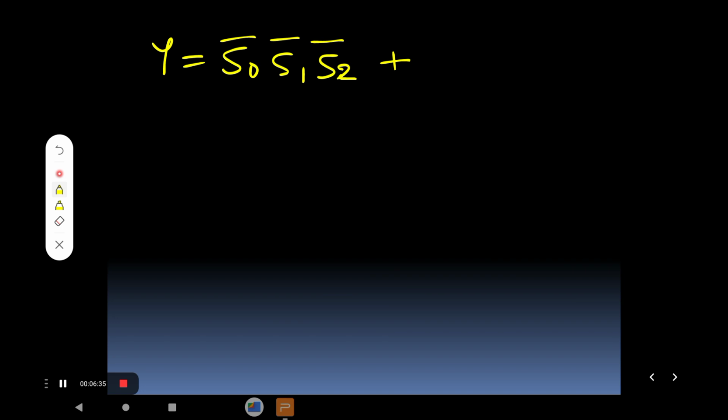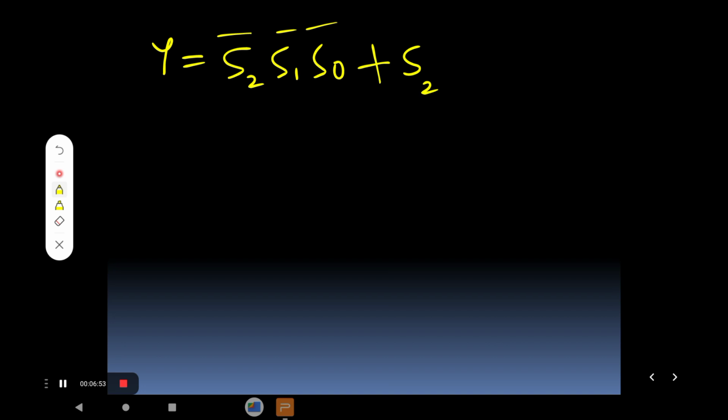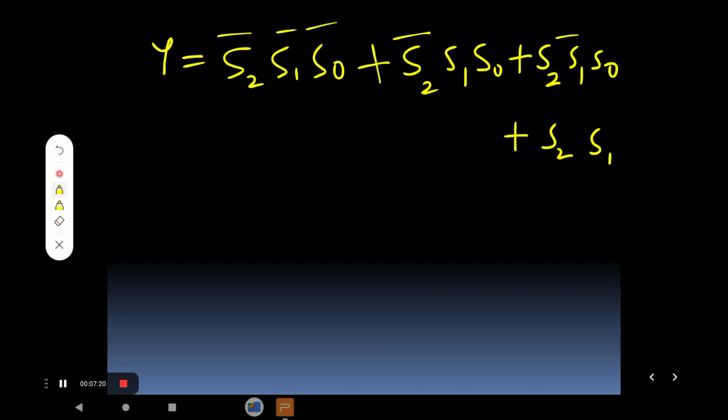So I will rewrite the function in terms of, first I will take the MSP. Therefore S2 bar S1 bar S0 bar plus S2 bar S1 S0 plus S2 S1 bar S0. Next, the 6 value, double 1 0 consideration. Therefore, S2 S1 S0 bar. Okay. So, this is a consideration.